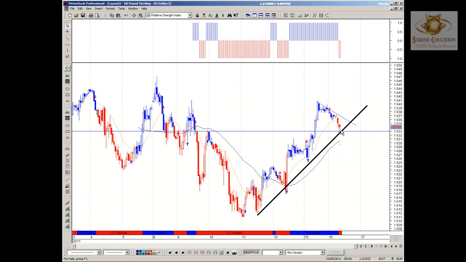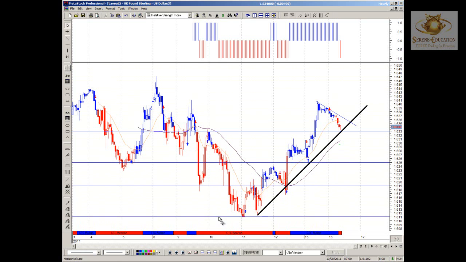A failure to find support at 16,3300 would, as I said, see price reverting to the downside, and then we should be looking at 16,2500 as our first initial target, because we've had price support and resistance in the past. And then ultimately a failure below that would see 16,1900 and ultimately down here at 1610 or 1611. So you can see the intraday targets.